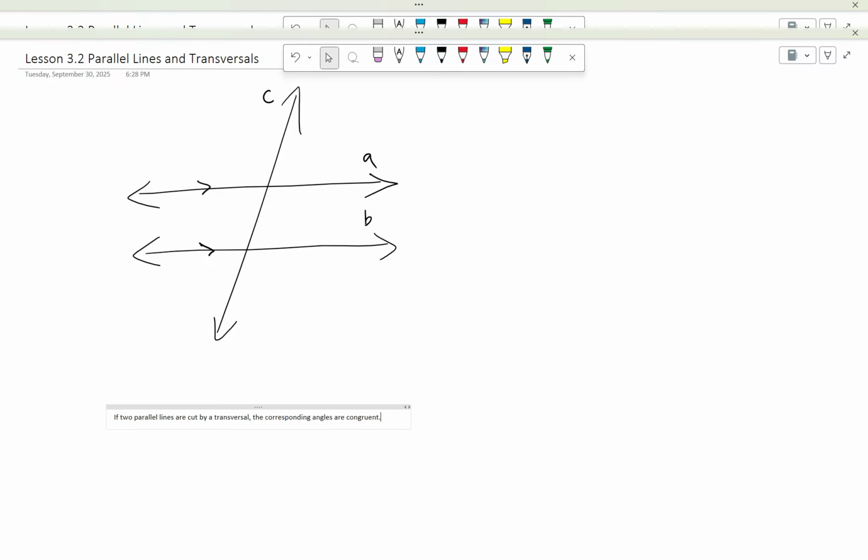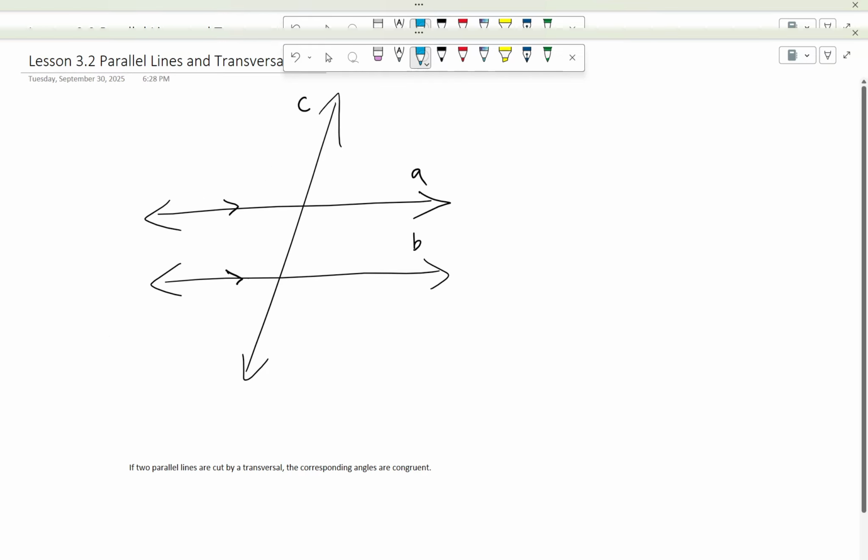So let's actually mark out some corresponding angles here. I have angle 1 and angle 2. These are corresponding. Both of these angles are on the right side of the transversal. One is interior and one is exterior. These are rather straightforward to identify for us. We had the alternate angles, right? One is alternate interior, one's alternate exterior.